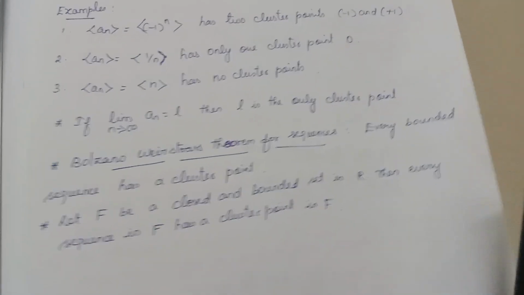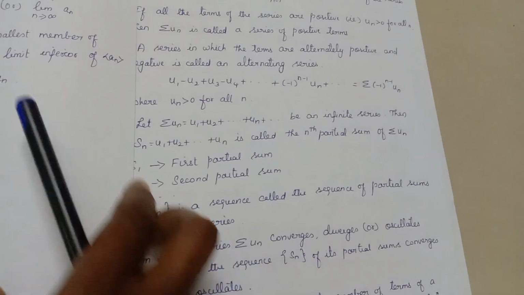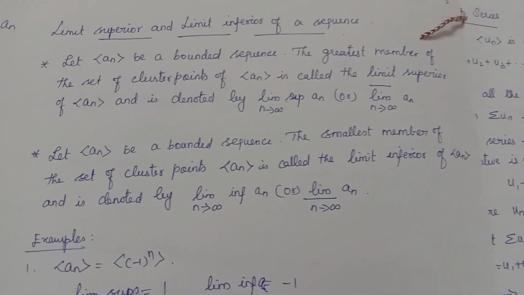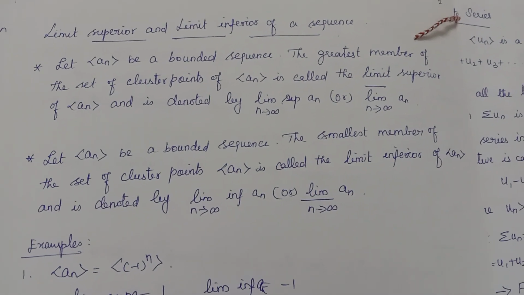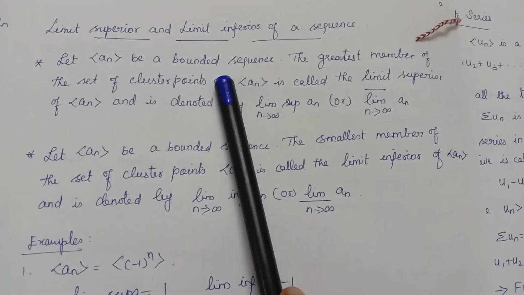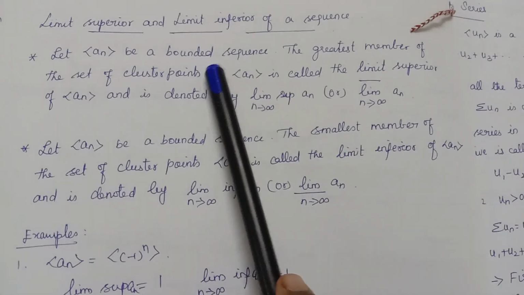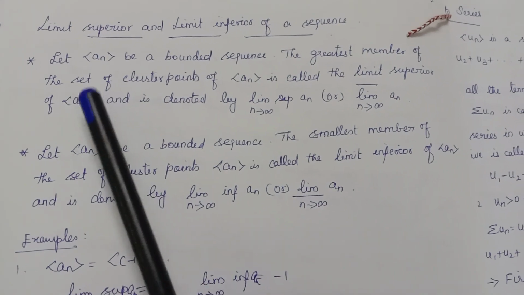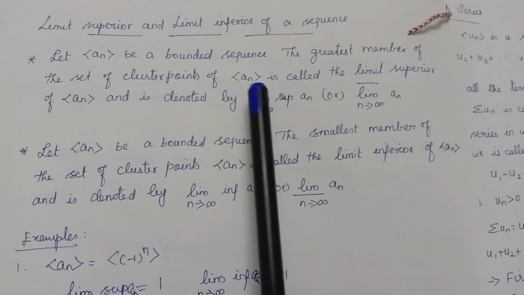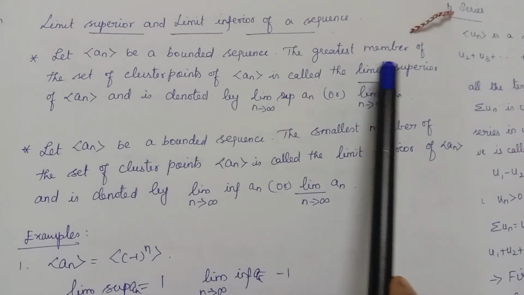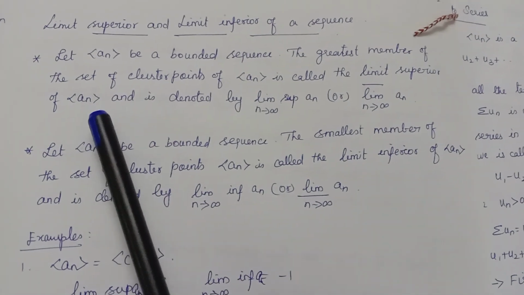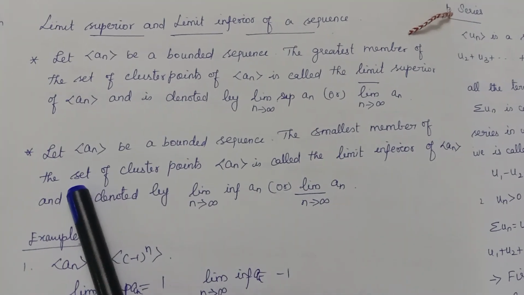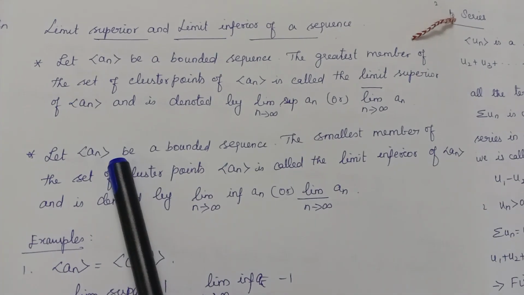Okay, next one. Limit superior and limit inferior of a sequence. See, let a_n be a bounded sequence. Then it will have cluster points. You collect all the cluster points for this sequence. The set of all cluster points will have a greatest member, and that is called the limit superior, and the least member of the set of all cluster points is called the limit inferior.